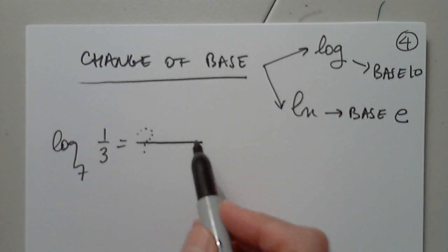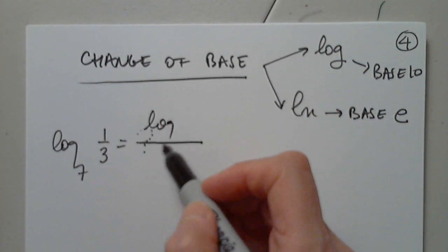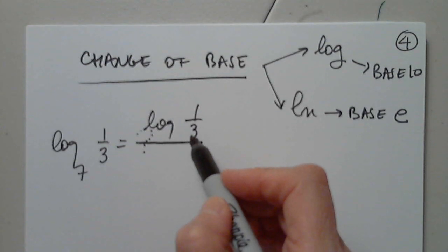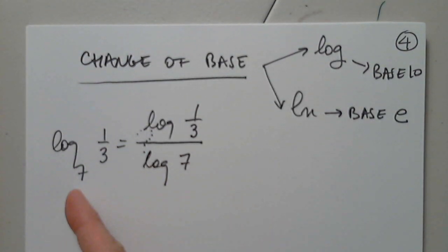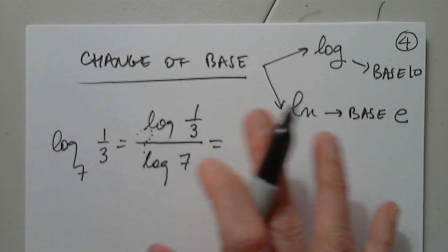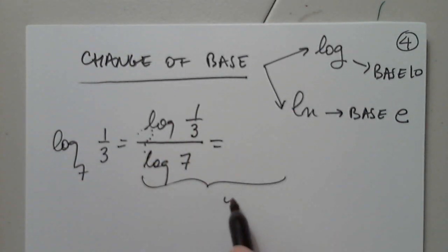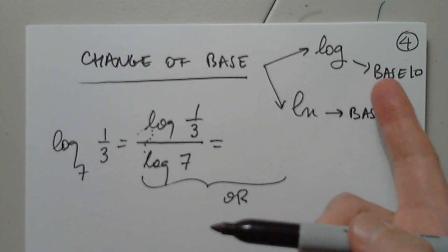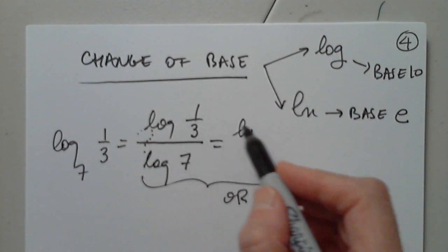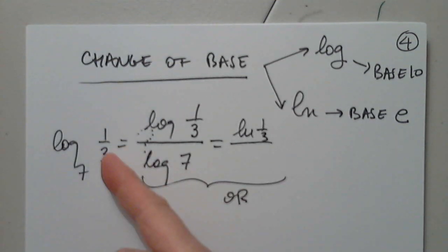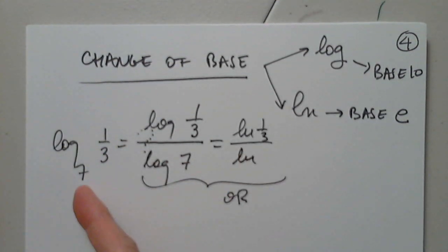So you either write log of the number divided by log of 7, which is the previous base, or both. Or you say, I don't want to use common log, I want to use base e. Fine. Then natural log of 1/3, which is from the number, over natural log of the base. They have to be the same.